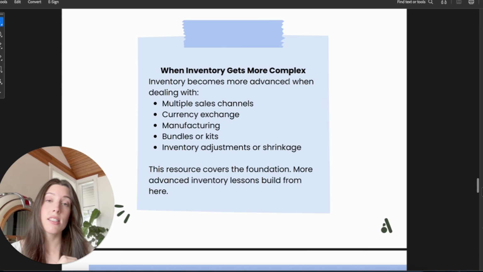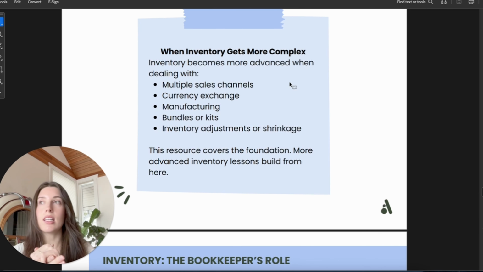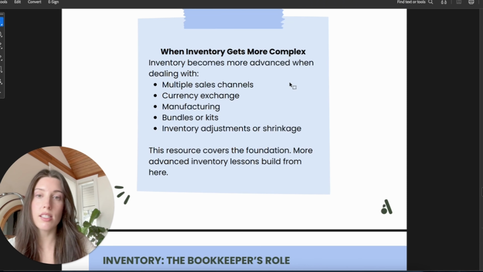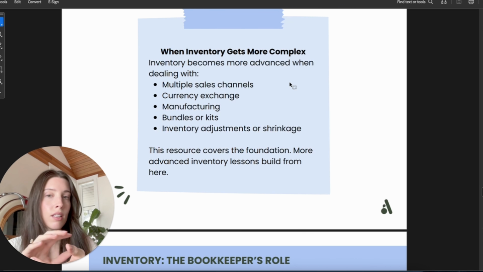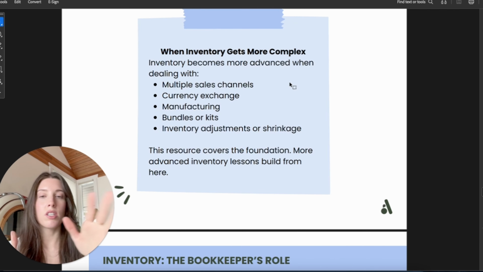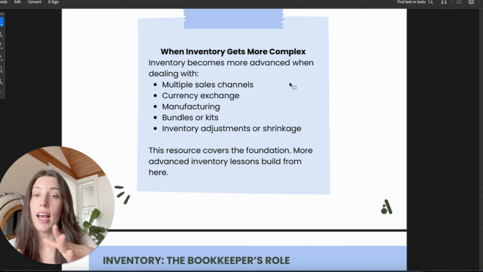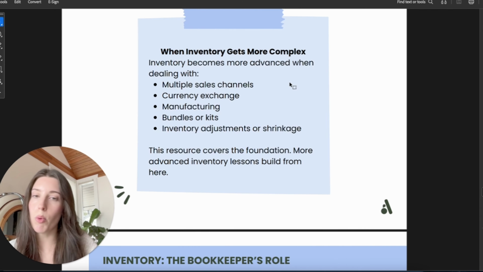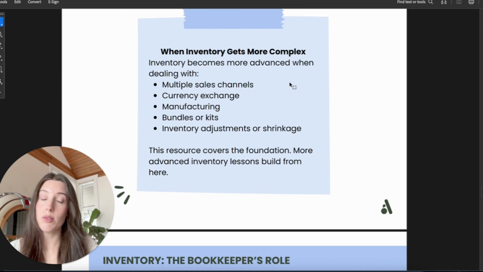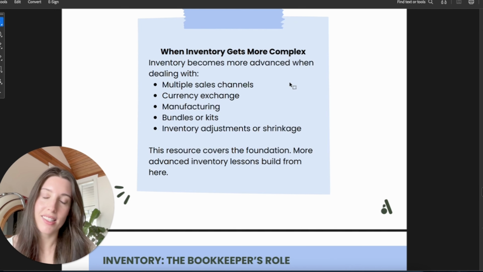Inventory does get a little bit more complex when you start dealing with multiple sales channels, currency exchange if you're buying and selling in different states, provinces, or countries, and manufacturing, because you're taking multiple raw inventory pieces, putting them together, and then valuing the new assembled piece of inventory, which is kind of the same thing with bundles and kits. And then also inventory adjustments or shrinkage. So think of things like breakage, spoilage, and theft. This resource just covers the foundation before we can move on to the more complex inventory topics.